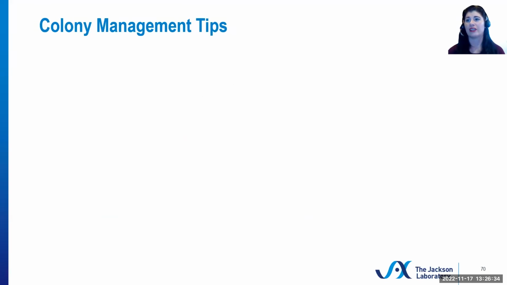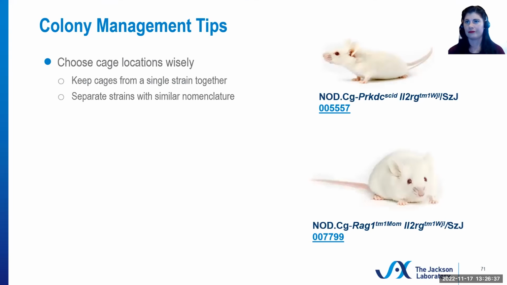Good colony management practices. So choose the location of your cages carefully. Mistakes with nomenclature can be very costly and difficult to sort out. Keep the mice of the same strain together, as well as separating strains that might have similar nomenclature to prevent any potential errors, such as the 2 that you see in the slide here.